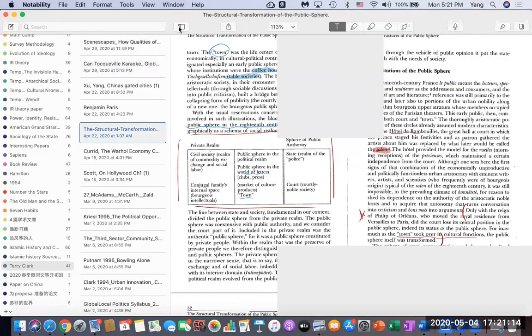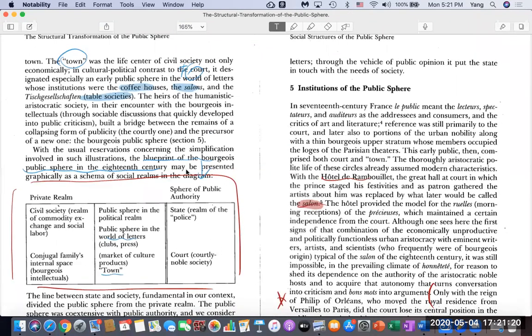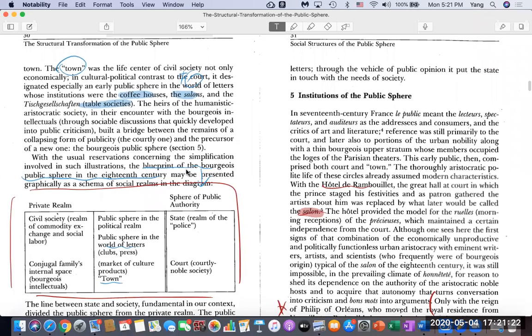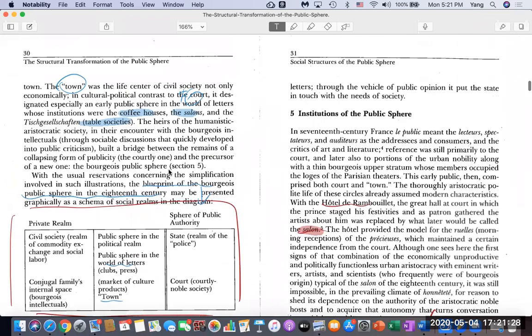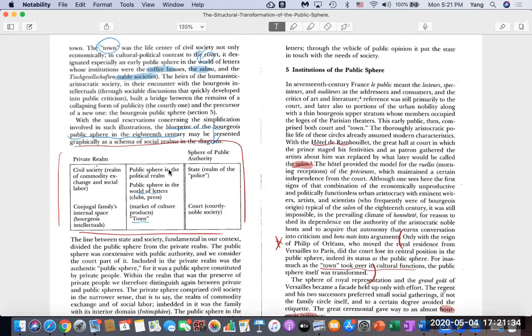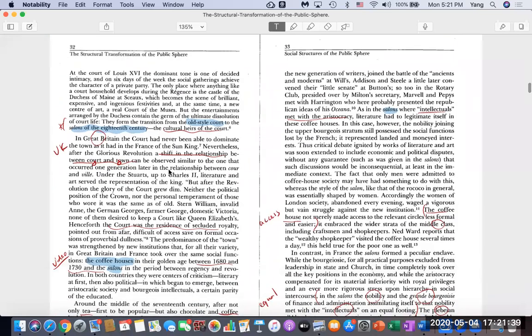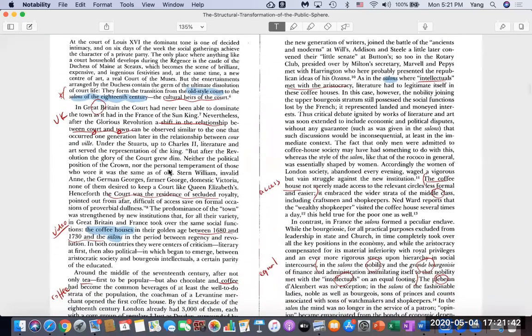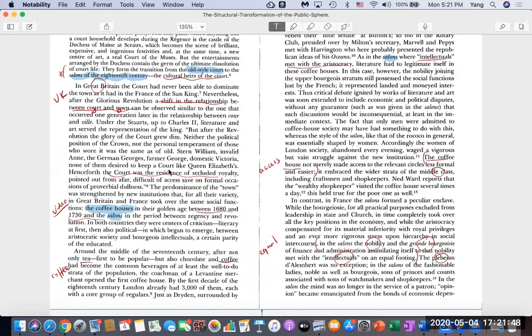In contrast, on the continent, this did not happen because the private realm and the sphere is public authority. This is from Habermas. Yes, these are excellent little bits of underline. The court was never able to dominate the town as it had in France of the Sun King.